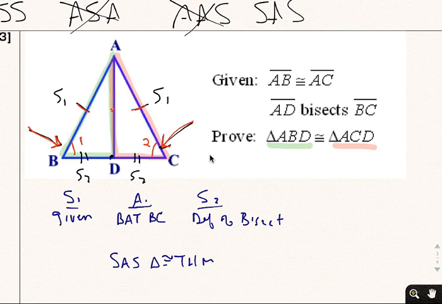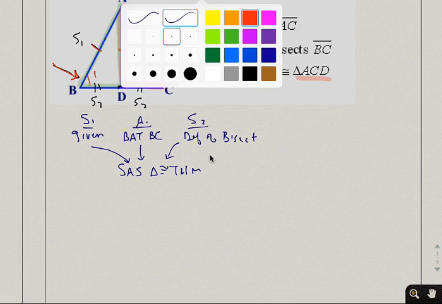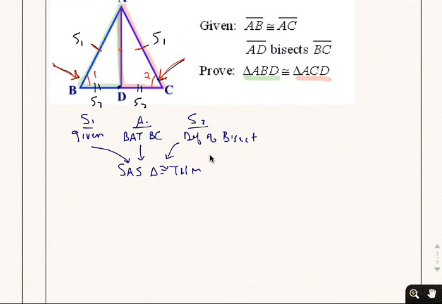So that's going to be my general plan. One side should be given. One angle is going to be base angle theorem. And then the third part is going to be definition of bisector. So if I can prove those things, bam, I've got myself an actual proof. So let's actually now lay down the final draft, the revised copy.